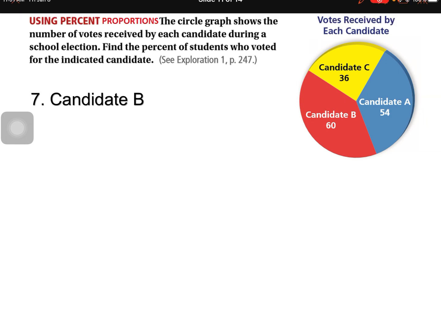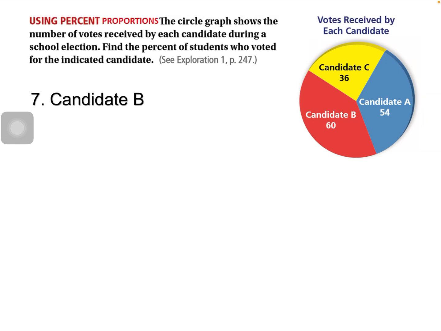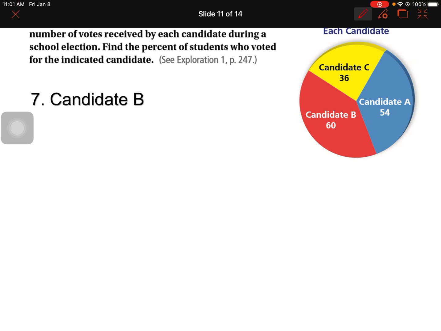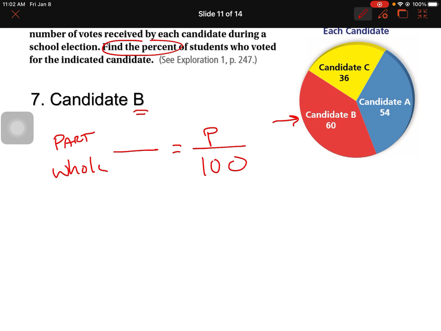All right, so it says, the circle graph shows the number of votes received by a candidate during a school election. Find the percent of students who voted for the indicated candidate. So in this case, we're trying to figure out how many students voted for candidate B. And candidate B is right there. It tells us to find what percent, which means I'm missing the percent. Now, this is the part out of the whole, and a percent is always out of 100.